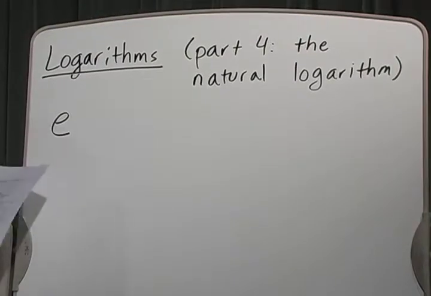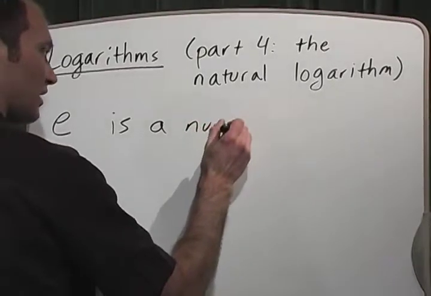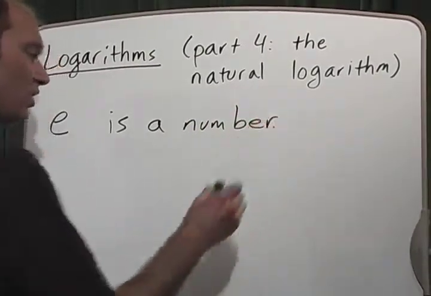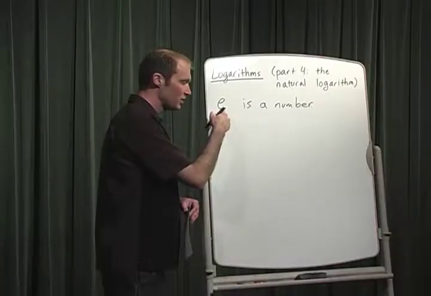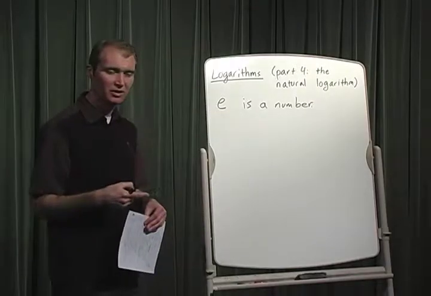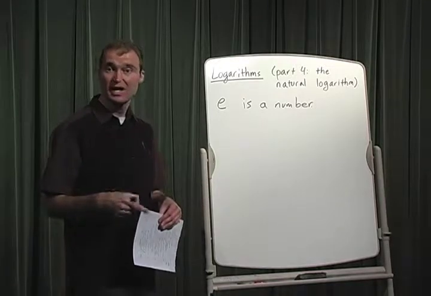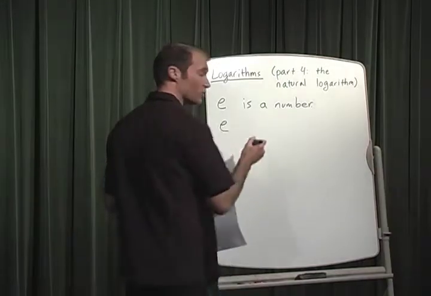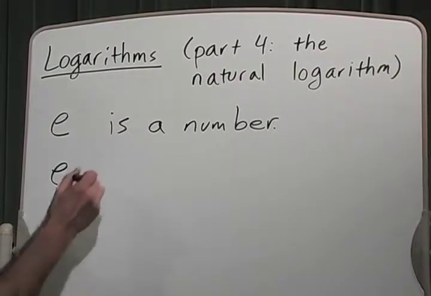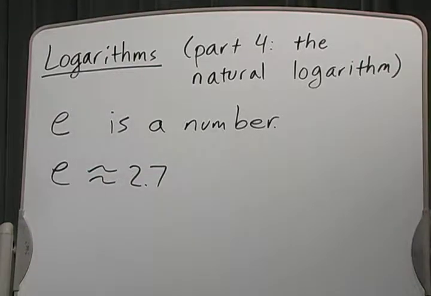Now, e is a number. It's what they call an irrational number. That is, if I was to express it as a decimal, it would go on and on forever, never terminating and never repeating. Now, if I was to round it to one decimal place, e is approximately equal to 2.7.